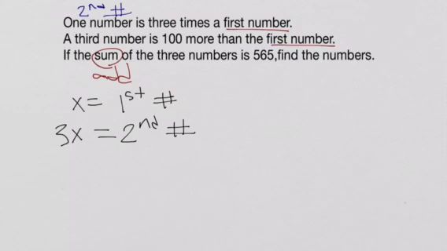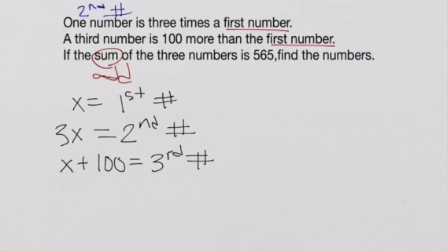Then the third number is 100 more than the first number. 100 more means that we're adding 100 to whatever that first number is. So 100 more than the first number is x plus 100. So that was our third number.